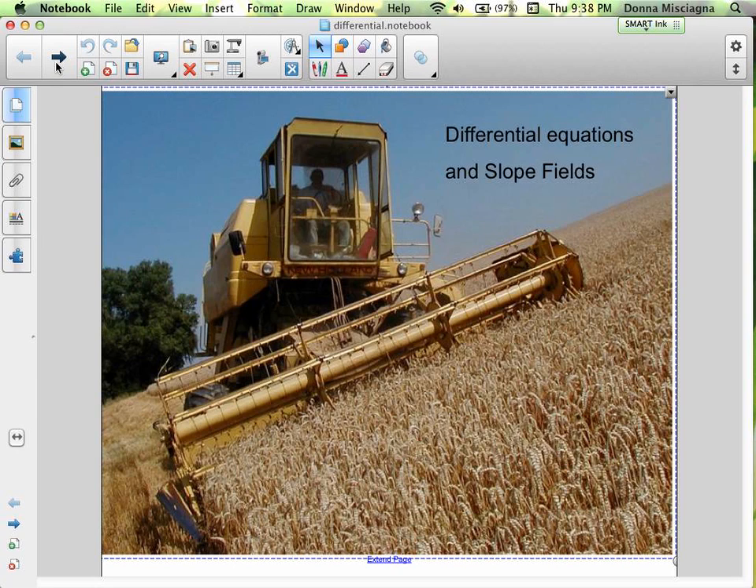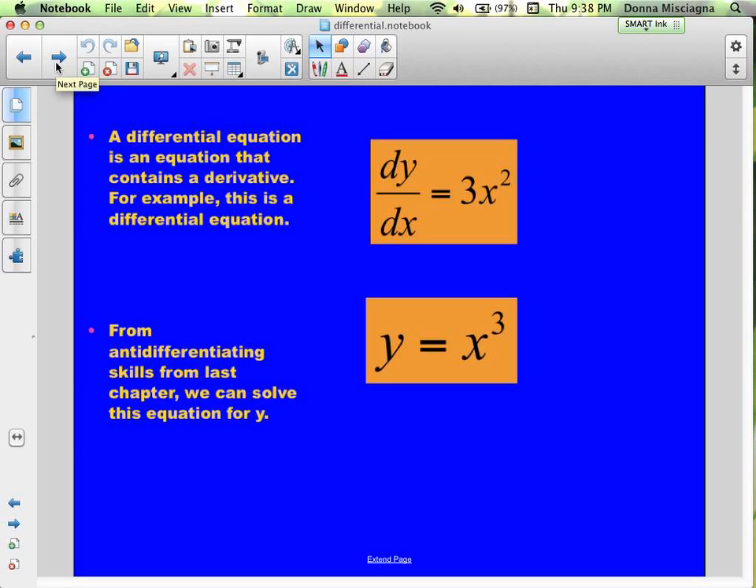All right, so a differential equation is an equation that contains a derivative. For example, this is a differential equation, dy/dx, right? That's the derivative. So the derivative equals 3x squared. From our anti-differentiating skills from earlier, we can solve this equation for y, right?